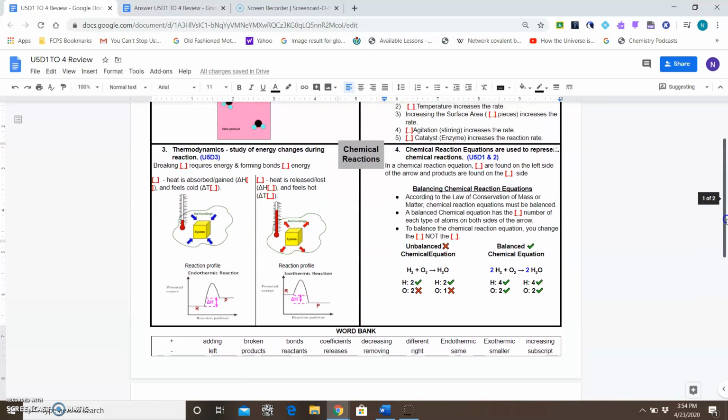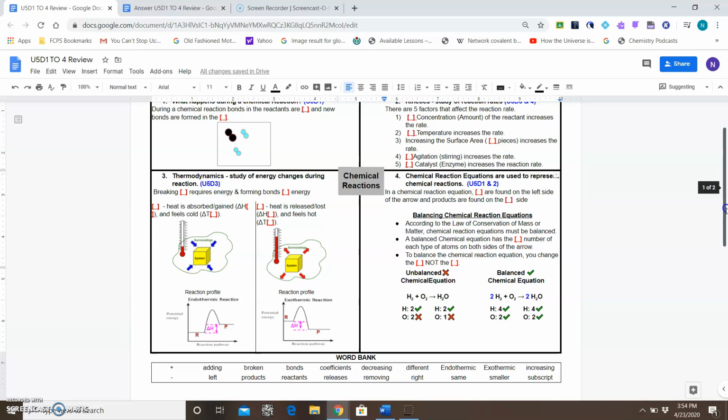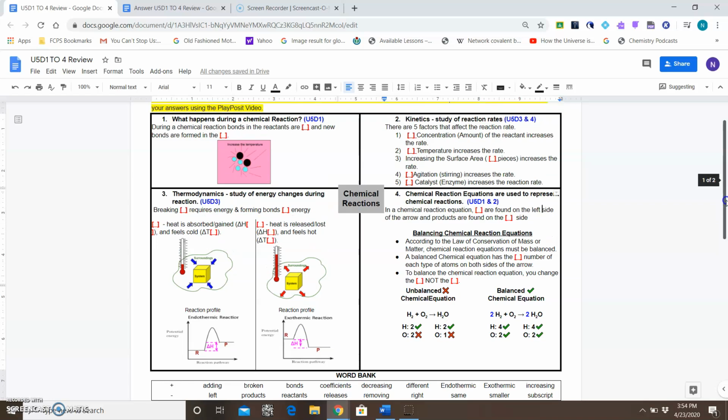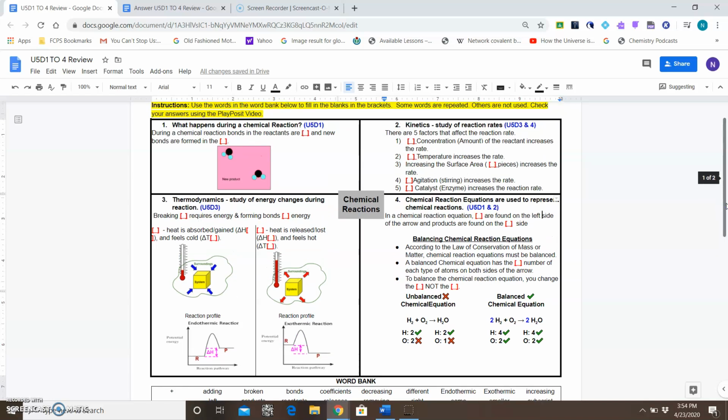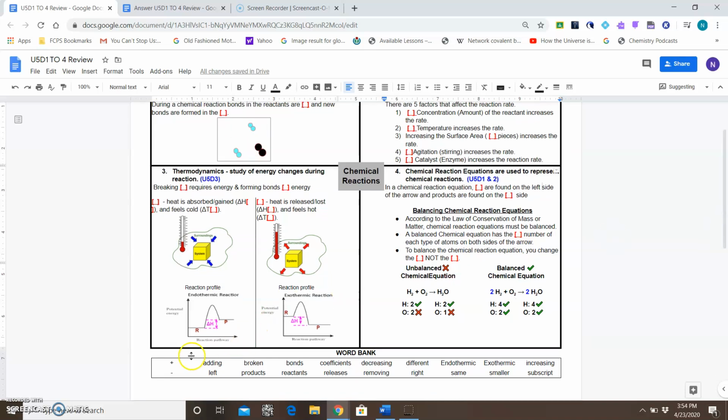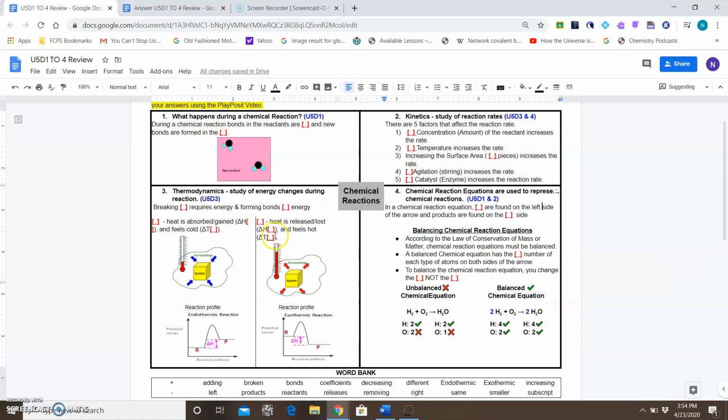Now, some of the words in the word bank are not used at all. So there are some words you will not use. And then there are other words that may be used more than once. So just keep that in the back of your mind. You'll also notice that there's a positive and negative sign in the word bank. So hint, hint, you're going to use those for the delta H and delta T. What's the sign? Are they going to be positive or negative depending on the type of reaction you have?